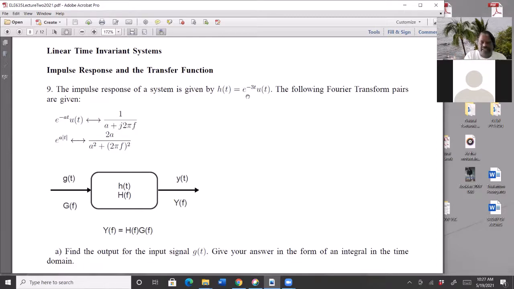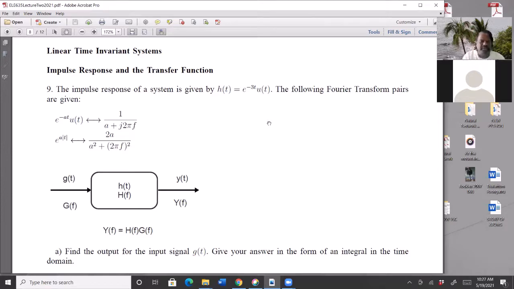In this case, it is the decaying e to the negative 3t, which starts at 1 and then goes to 0 as t goes to infinity. But this is multiplied by the unit step function, which means that when t is negative, this is 0. Imagine a vertical axis and a horizontal axis: nothing before t equals 0, it is flat at 0, suddenly it jumps to 1, and then it decays.